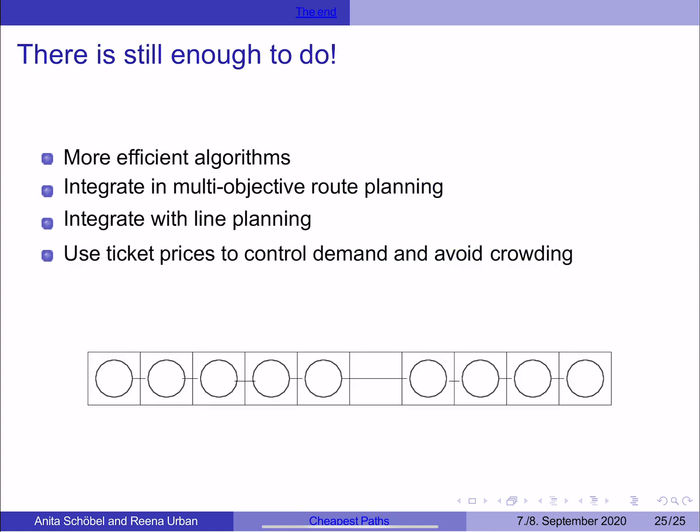So what can be done in the future? We are interested in having more efficient algorithms for computing the cheapest paths. We would like to integrate cheapest paths in multi-objective route planning, so the price function, and we would like to integrate the whole thing with line planning. Also, it would be nice if we could use the ticket prices to control demand and avoid crowding, which might be particularly useful in times of COVID-19 where we should not get too close to each other.